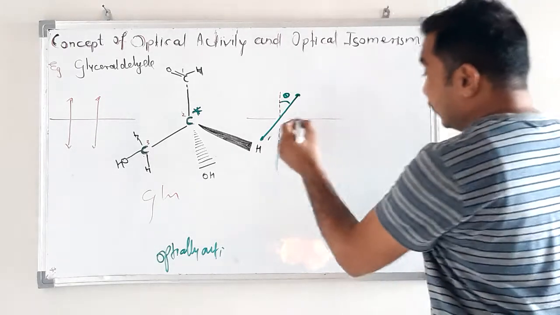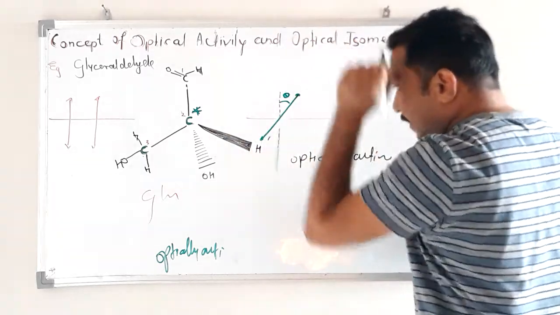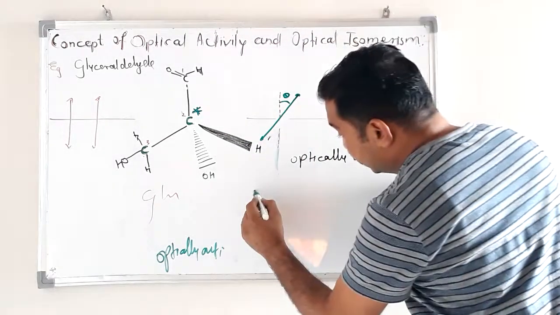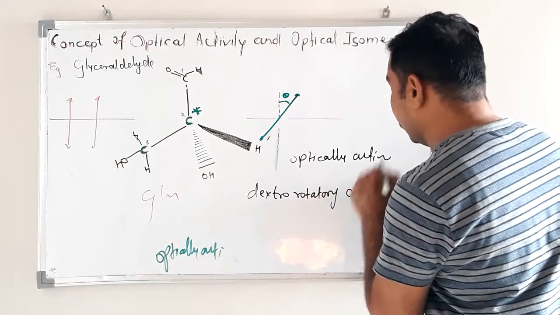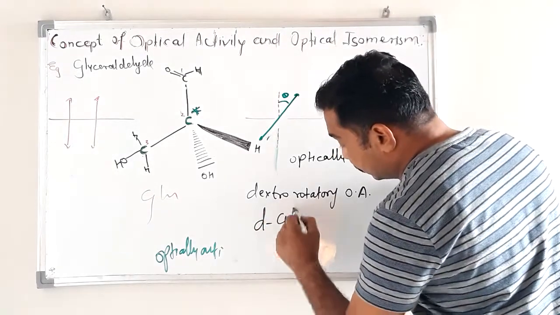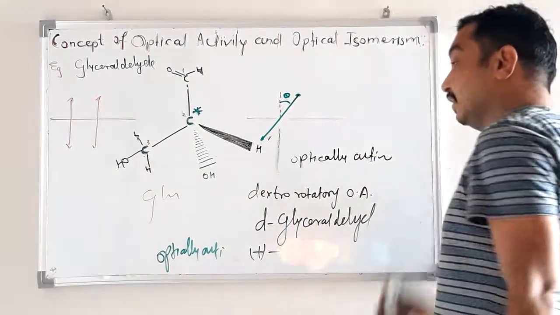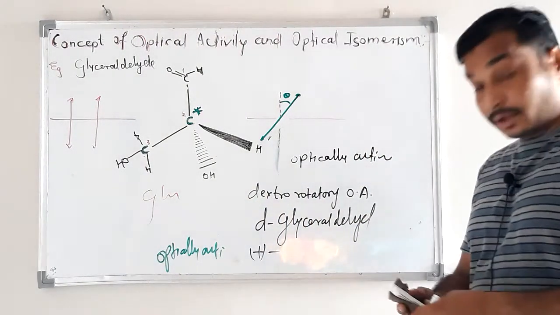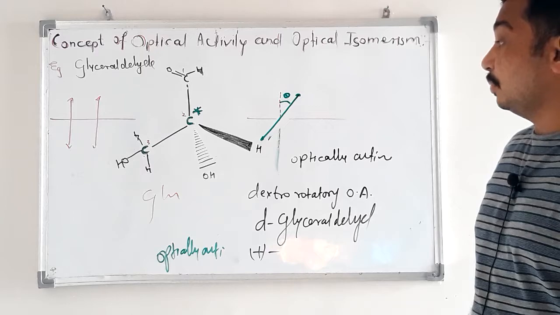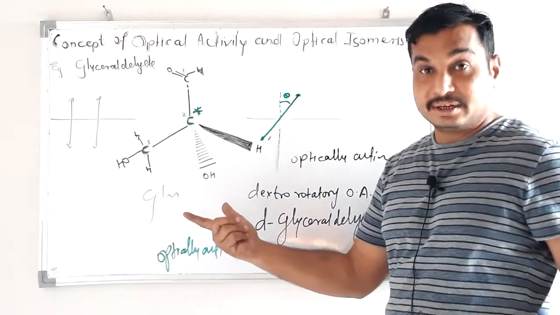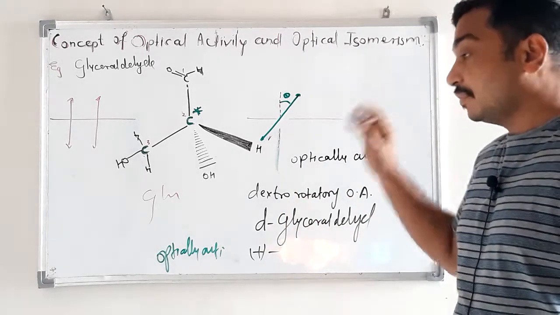Then it is called optically active, and as there is right side rotation, it is dextrorotatory, optically active, and it is written as small d glyceraldehyde or plus glyceraldehyde. And again one more glyceraldehyde is there. That glyceraldehyde rotates the plane of plane polarized light toward the left side, therefore that is levorotatory optically active or minus glyceraldehyde.